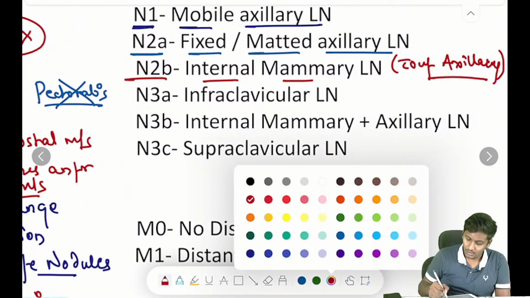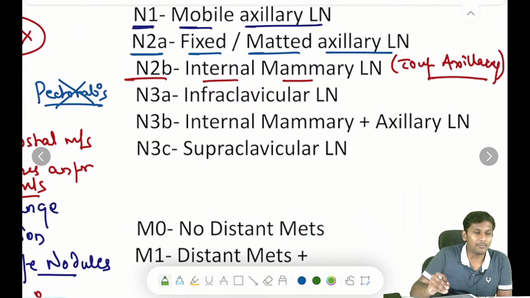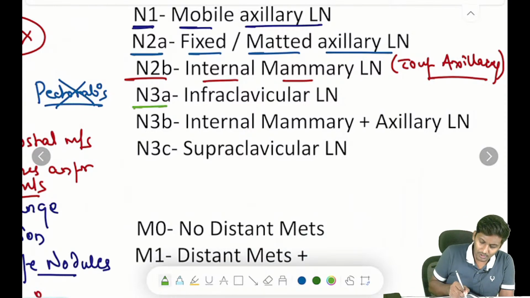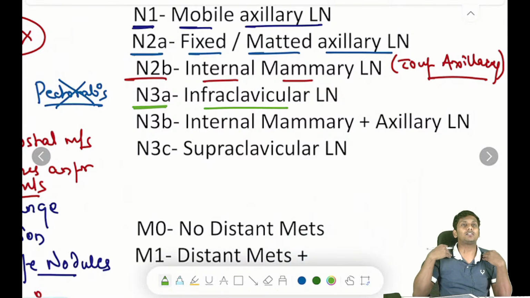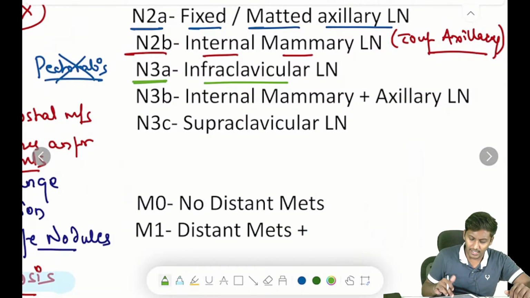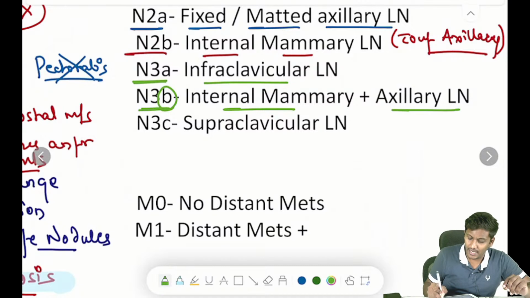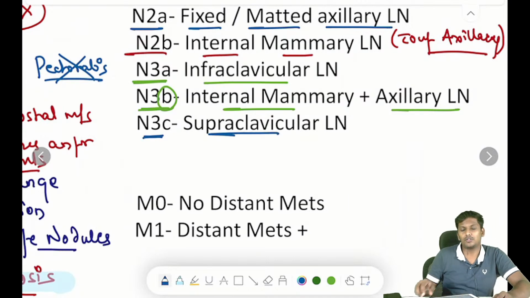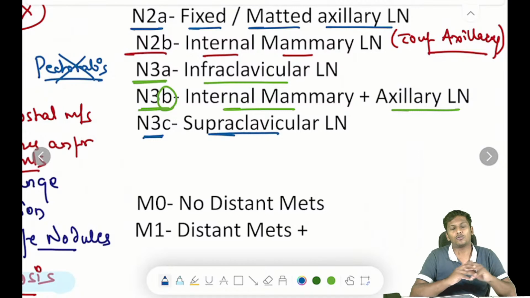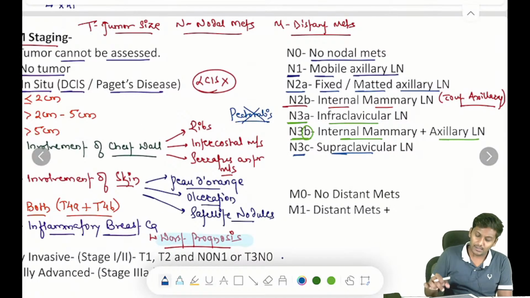So you have to remember, if there is only involvement of the internal mammary lymph node, it is N2B. If there is involvement of the infraclavicular lymph node, it is N3A. If there is involvement of both, B for both, okay. So if there is involvement of both, that is N3B, internal mammary lymph nodes and axillary group of lymph nodes. Agar axillary as well as the internal mammary group of lymph nodes, both are involved, then it is considered as the stage N3B. And lastly, if there is involvement of the supraclavicular group of lymph nodes, it is N3C.